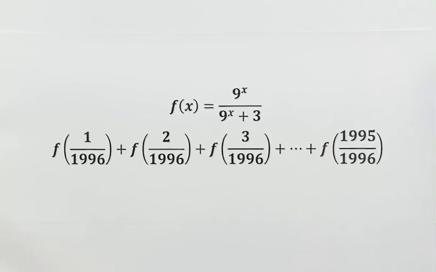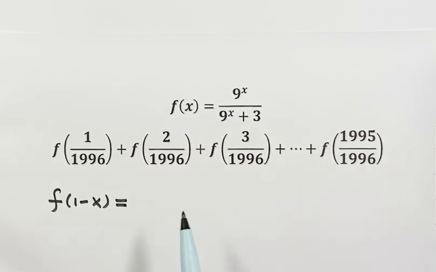Here's a question. Given function f of x, we want to evaluate this sum. Because here it goes from 1 until 1995, we need an efficient way to figure out this sum. Because here's 9 to the x, the first thing we want to figure out is what f of 1 minus x is.